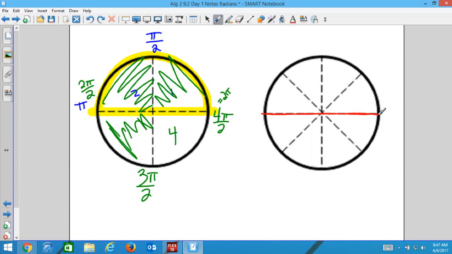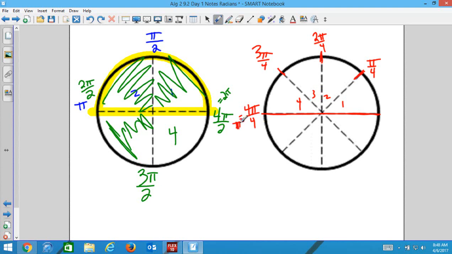So if the top half is pi, and I'm dividing the top half into how many pieces? 4 slices of pie. If only I could count. 1, 2, 4, 3. I guess it didn't matter the order I put them in, right? So the first piece is 1 pi divided by 4. The second piece is 2 pi divided by 4. The third piece is 3 pi divided by 4. And the fourth piece is 4 pi divided by 4, which does reduce to pi.